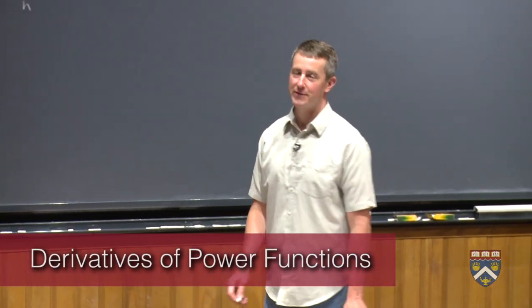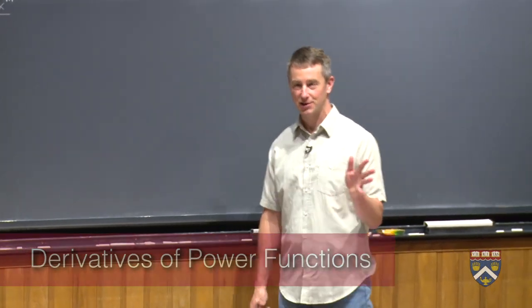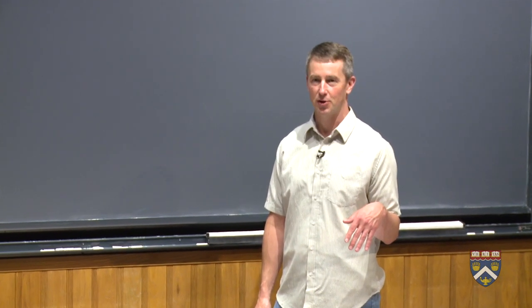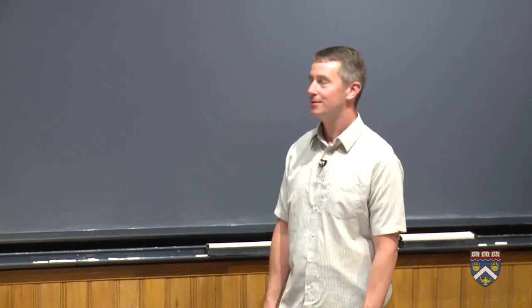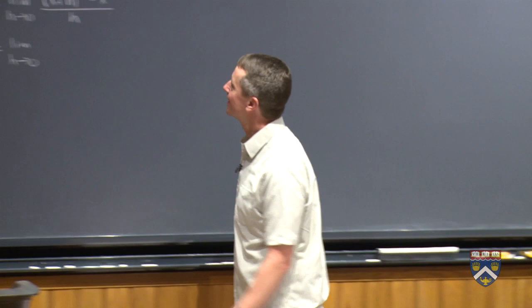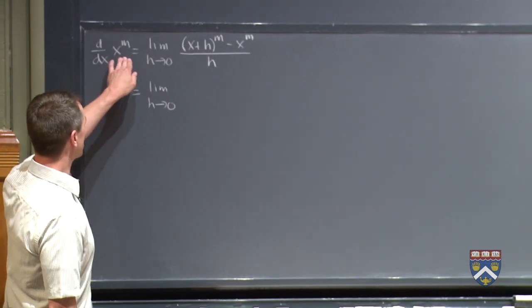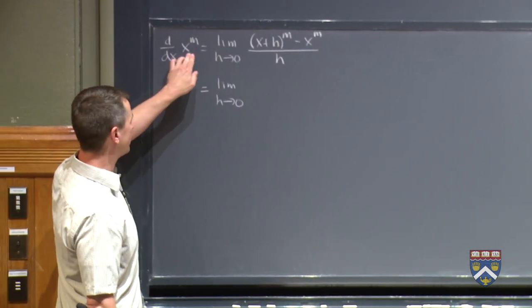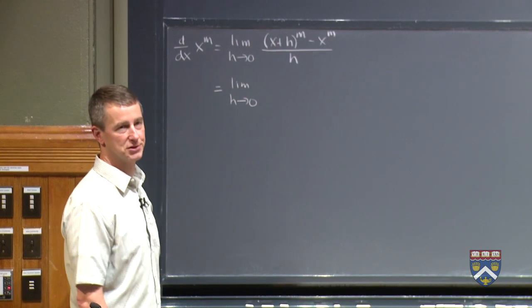Well, now that you have played around with that applet and you've come up with a conjecture about what the derivative of a polynomial of degree n should be, let's see if you're right. So we're going to come up with a big derivative rule here called the power rule. We've got a power function x to the m. We want to take its derivative.